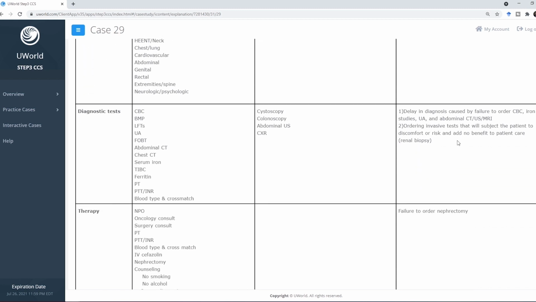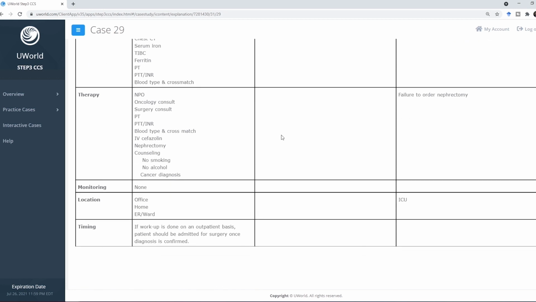For example, in this case, it's saying that renal biopsy would be harmful, so you should not order renal biopsy. Cystoscopy would not be helpful, but it wouldn't be harmful. The same for abdominal ultrasound, chest x-ray. For the therapy, it's saying here that it would be harmful not to order nephrectomy. So you have to order nephrectomy to get the full score of this case. And for the location, it would not be optimal to manage the patient in the ICU. The patient should be managed in the office, then home, then either in the emergency department or the ward. And this concludes the second CCS case of this video.